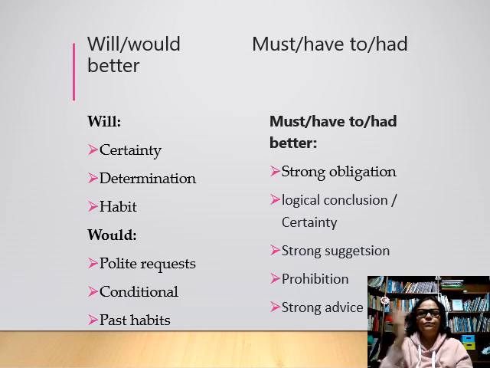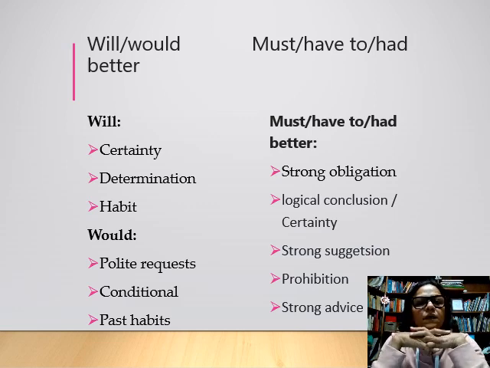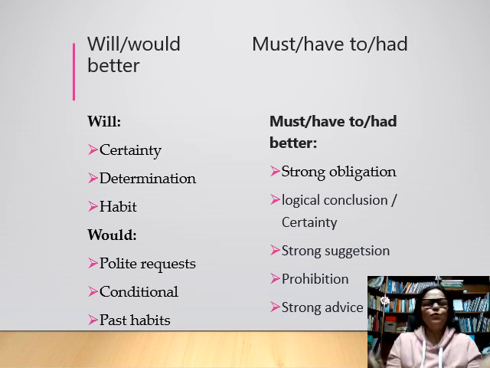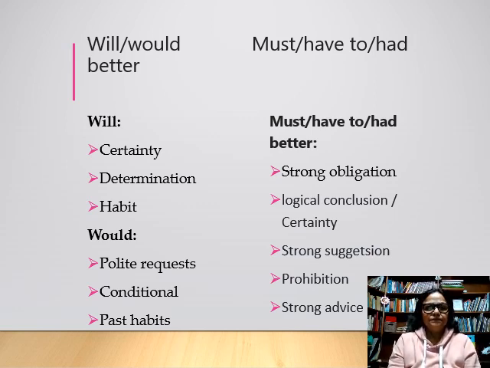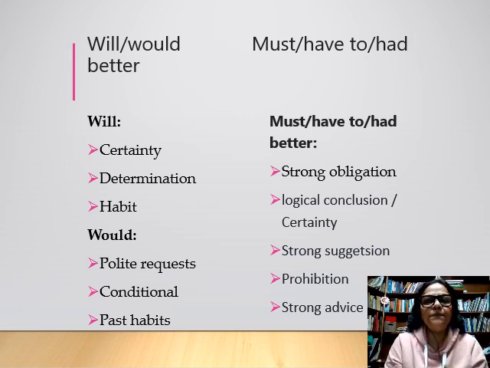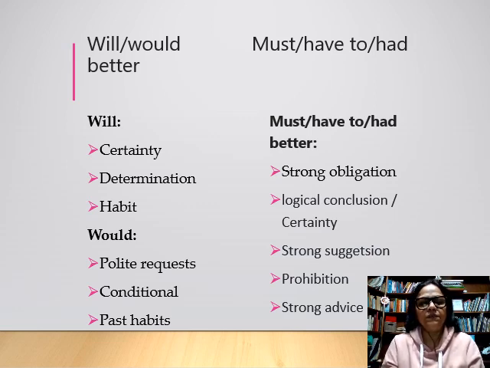Now we come to the most common one, will, would. Will denotes certainty, especially when you are talking about the third person. They will play football today. When you say that, it means that a certain group or a certain team will play football today, and you're very certain about that.